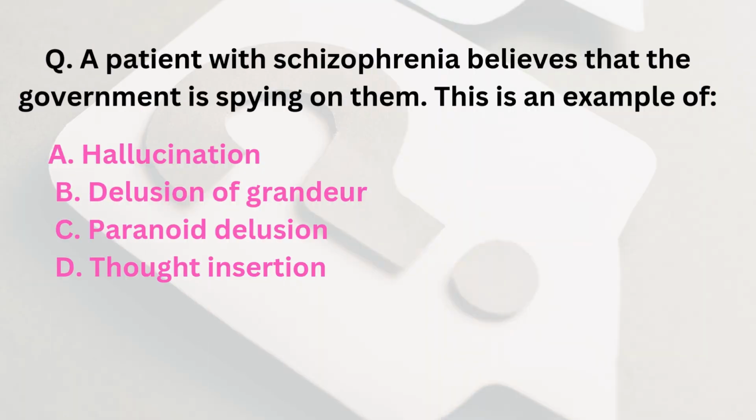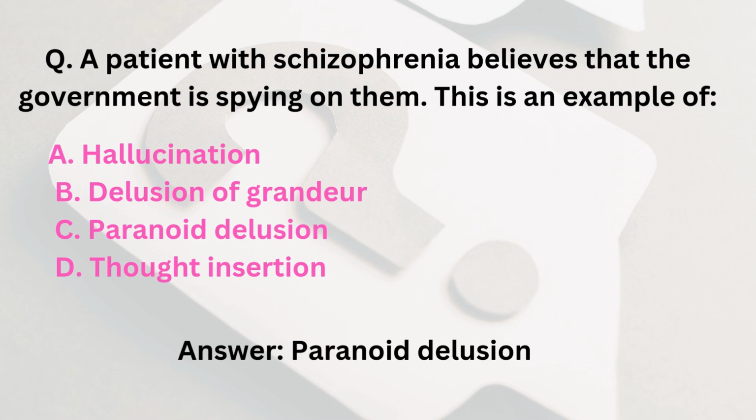Next question. A patient with schizophrenia believes that the government is spying on them. This is an example of hallucination, delusion of grandeur, paranoid delusion, thought insertion. The answer for this question is C, that is paranoid delusion. What is paranoid delusion? Paranoid delusion is a type of delusion characterized by irrational and persistent beliefs that one is being persecuted or monitored or targeted, such as believing the government is spying on them. This is the common symptom in schizophrenia.